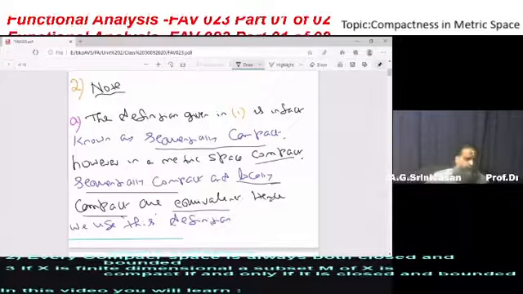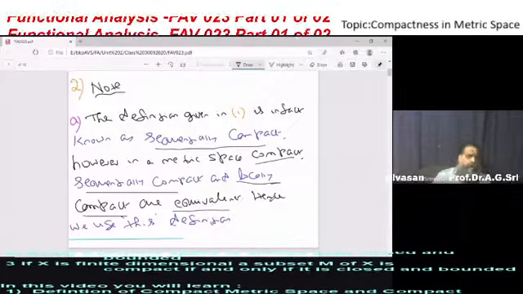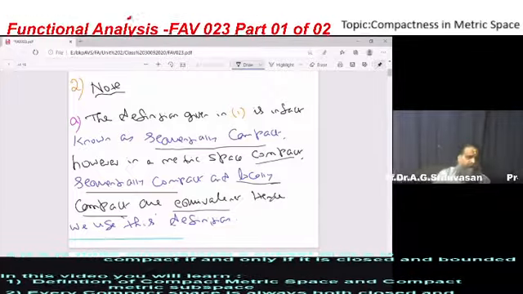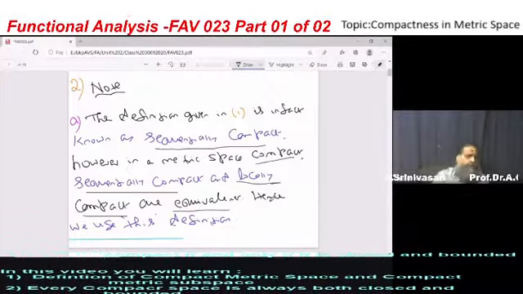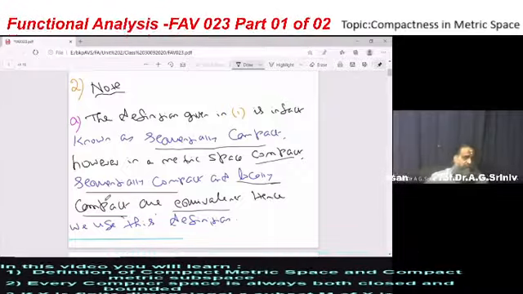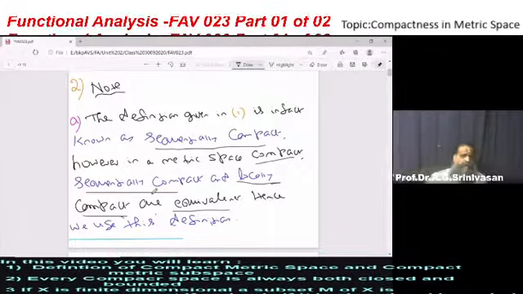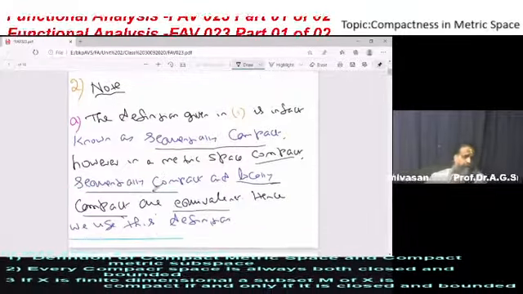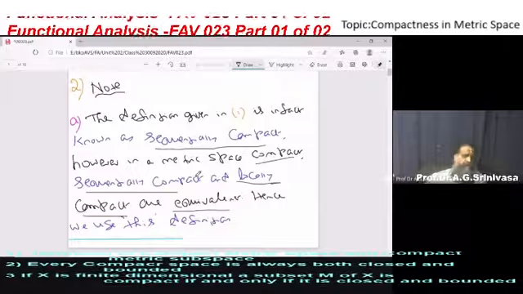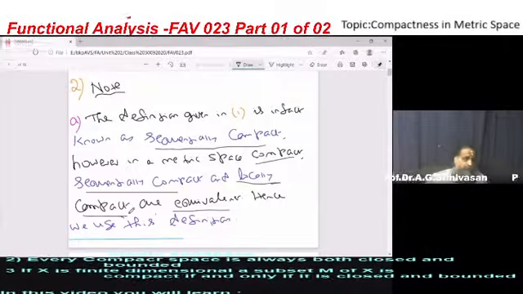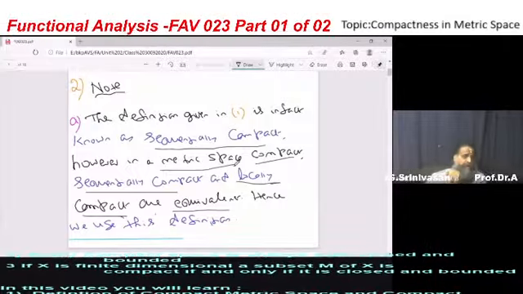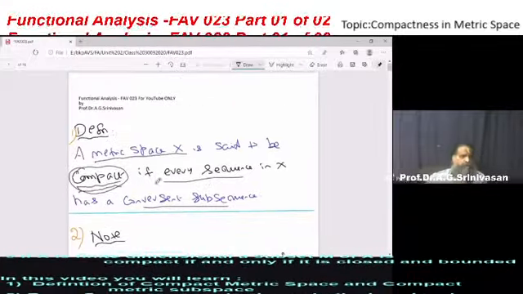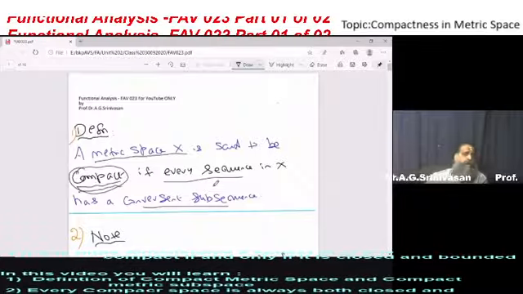By the way, what is compact? A compact set has a property: every open covering has a finite subcovering. That's the compact set definition in the general sense. But I'm not using that in this definition, because compactness, sequential compactness, and local compactness are equivalent in a metric space. So I take the easiest one, sequential compactness, as compactness itself.